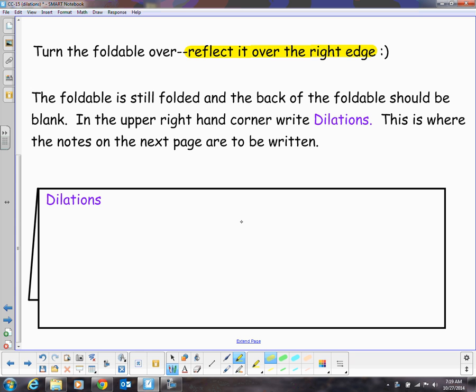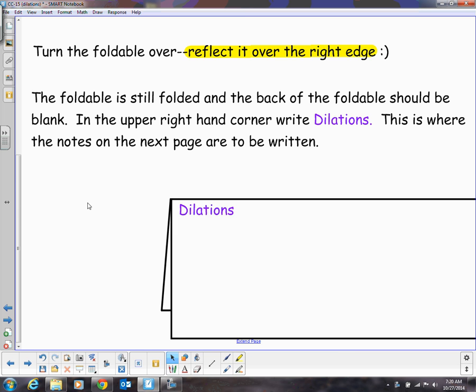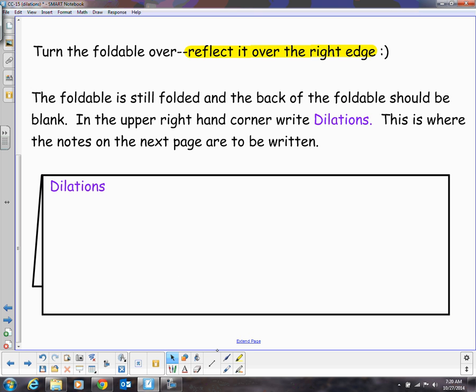Did you flip over the right side? Did you flip your foldable? You need to reflect it? Yeah, you're good. So did I say upper right-hand corner? Okay, what did I do? It is in the upper left-hand corner, so I don't know my right from my left. So are we ready?